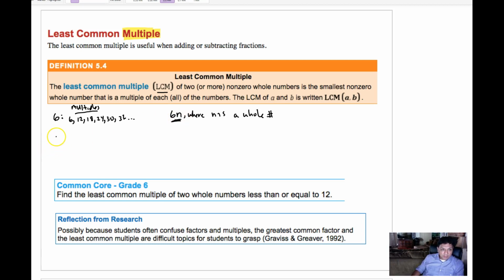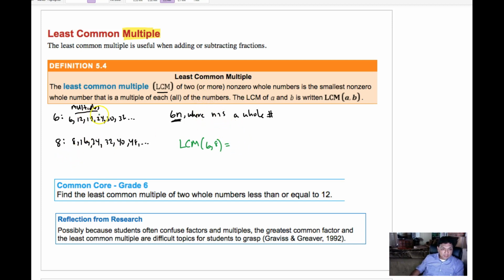So 6, 12. And then compare that to, let's pick another one. Let's go with 8. The multiples of 8 are going to be 8, 16, 24, 32, 40, 48, dot, dot, dot. Now we know what multiples are. If someone asks you, what's the least common multiple of 6 and 8? Least common, so I'm looking for the smallest common multiple.